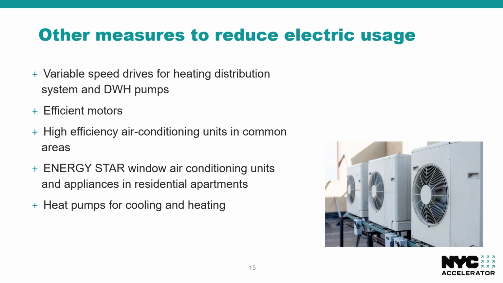Some other ways you can reduce electrical usage in your building include incorporating variable speed drives for heating and domestic hot water circulatory pumps, using efficient motors in elevator and fan systems, upgrading to higher efficiency air conditioning units for building common areas, and replacing existing older window AC units and appliances with Energy Star rated products, which typically use about 20% less energy. If your building currently uses electricity for heating and has high electric costs as a result, you can save money by retrofitting your building with heat pumps. Heat pumps are a much more efficient form of technology that provide both heating and cooling.